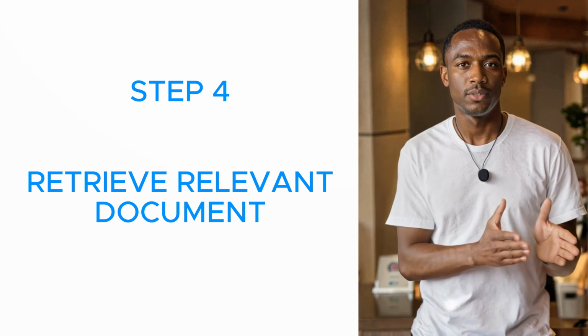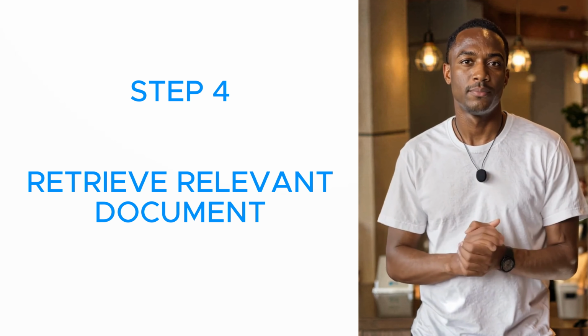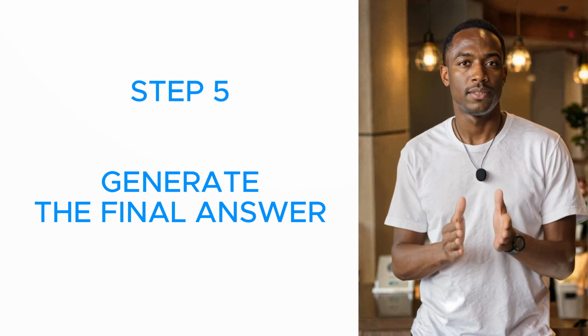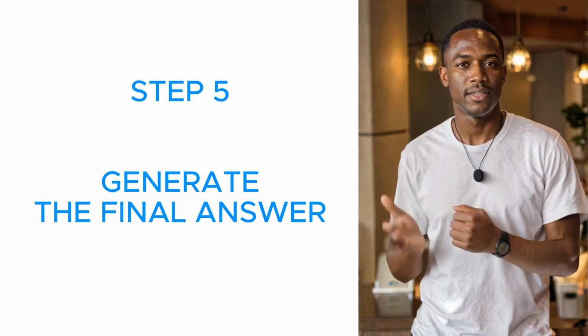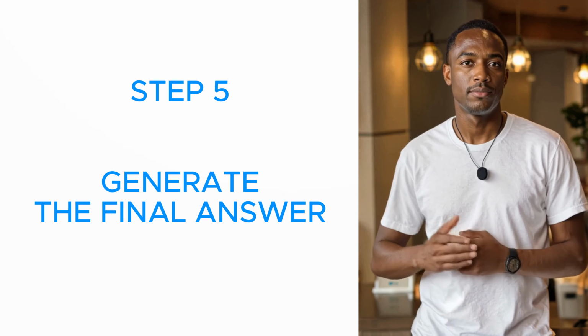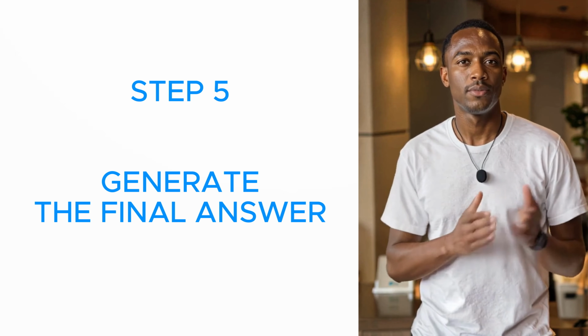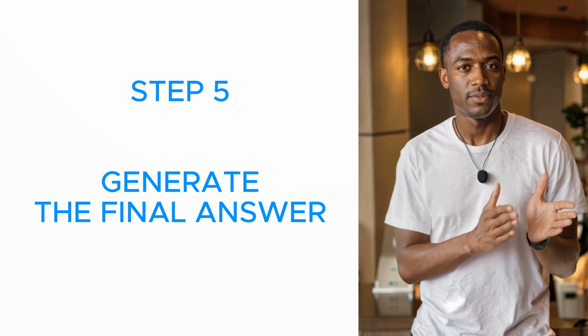Step 4. Retrieve relevant documents. The most relevant documents are retrieved. For example, the employee handbook or HR policy document. Step 5. Generate the final answer. The retrieved documents, together with the user's question, are sent to a large language model. The AI now generates an answer based on the retrieved information. Because it has access to the correct documents, the answer becomes more reliable and accurate. This entire process usually happens in just a few seconds.